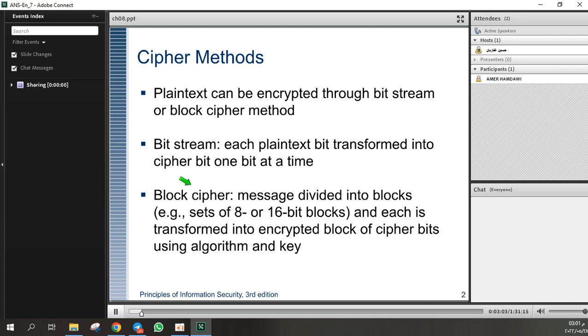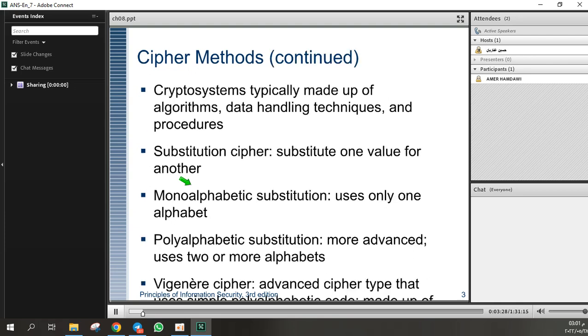In bitstream, I'm presenting a continuous cipher streaming. But here in block cipher, no. I have some blocks. Those blocks should be encrypted separately. Okay.